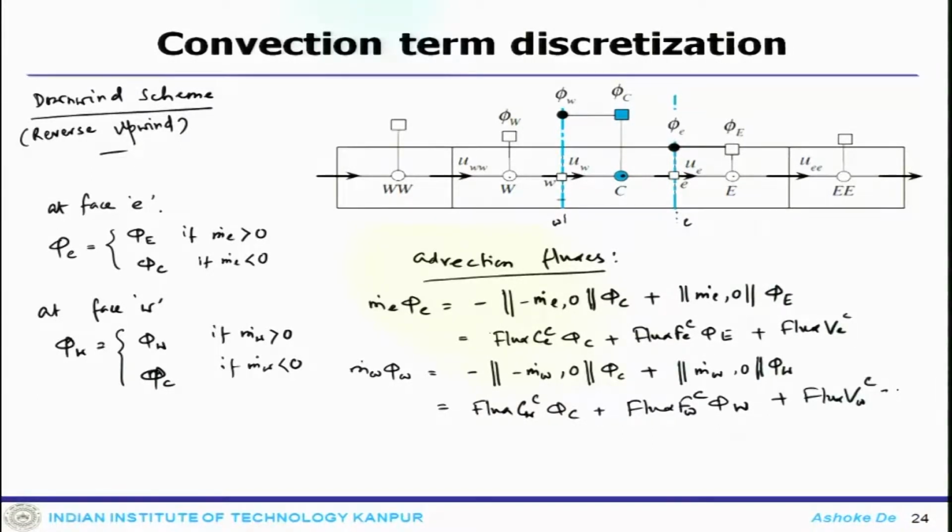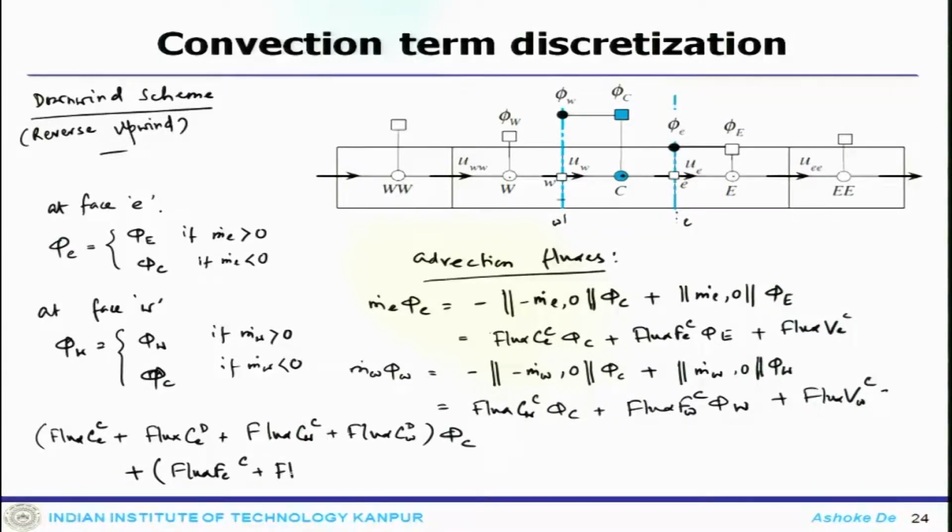Now, if you put everything back in the discretized equation, the equation will look like: flux C convection plus flux C diffusion plus flux C W convection plus flux C W diffusion, multiplied with phi C, plus flux F E convection plus F E diffusion times phi E, plus flux F W convection plus diffusion times phi W, equals 0.